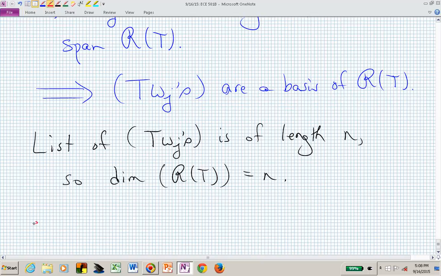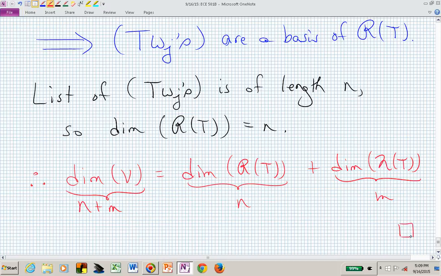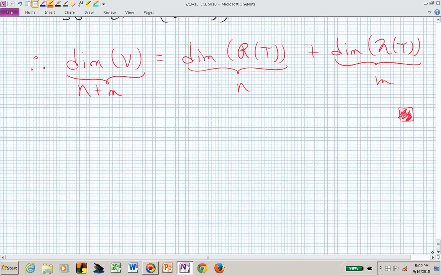Therefore, the dimension of our domain, which was n plus m, is equal to the dimension of the range of T. Well, maybe now I've forgotten which was which, but it tells me right above. That's n plus the dimension of the null space of T, which was n. Okay?